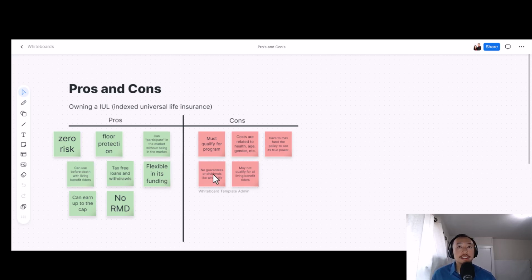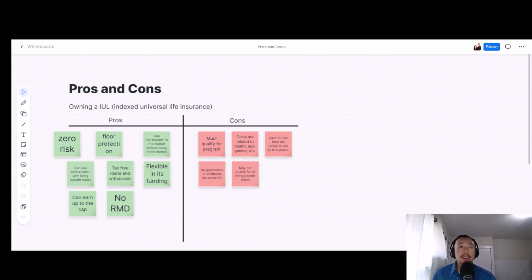There are no guarantees or dividends like whole life. Like I mentioned in my whole life video, if a company gives you a guarantee or dividend, since it is a guarantee, it comes at a cost, right? But that's in my whole life video, so you can watch it to understand more. And then the last downside of owning an IUL is that you may not qualify for all living benefit riders. Living benefit riders are riders that you get to qualify for if you are healthy, but if you're not healthy, then you won't be able to qualify for them.